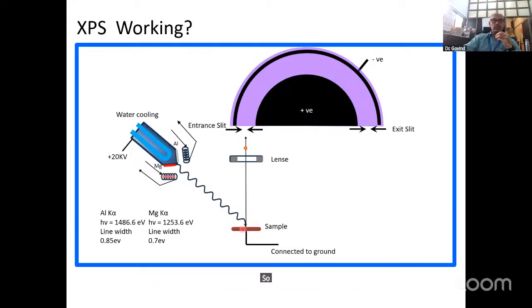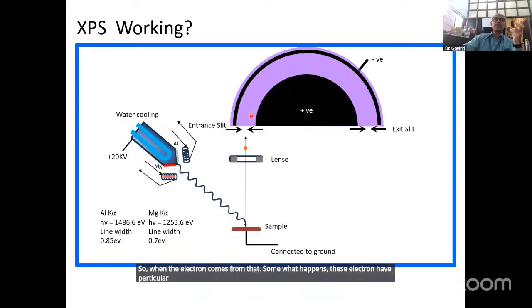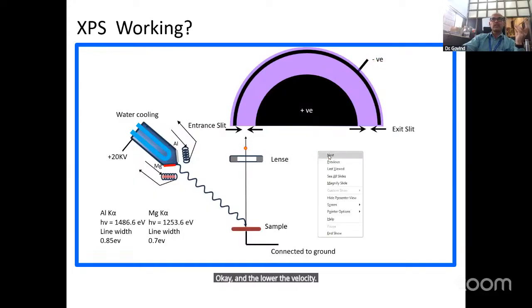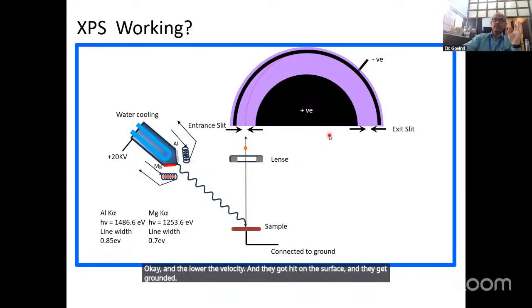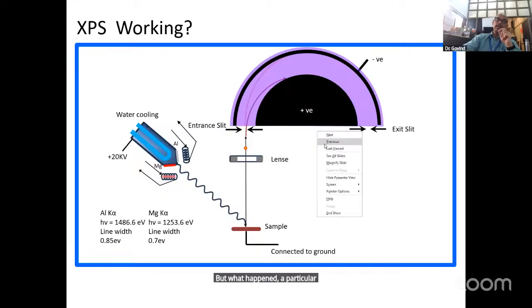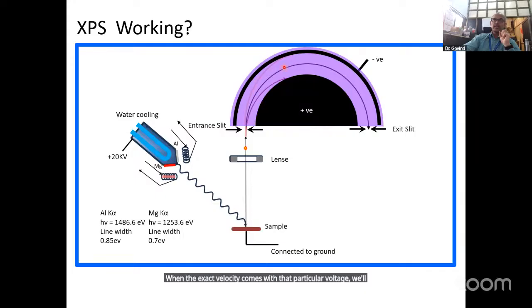When the electrons come from there, these electrons have a particular velocity. The higher the velocity, the more they get attracted to the negative side, hit the surface and get grounded. The lower the velocity, what happens? It will hit the positive side. But for a particular element or atom, when the exact velocity comes with that particular voltage, we get clean electrons which pass through the exit slit.